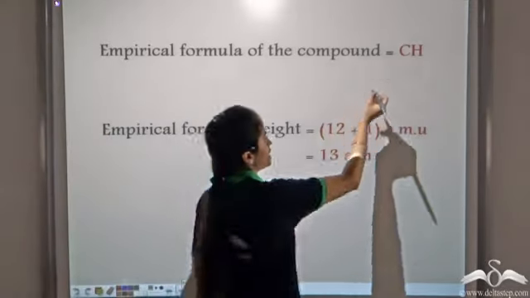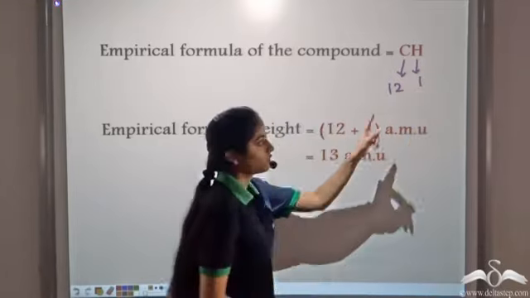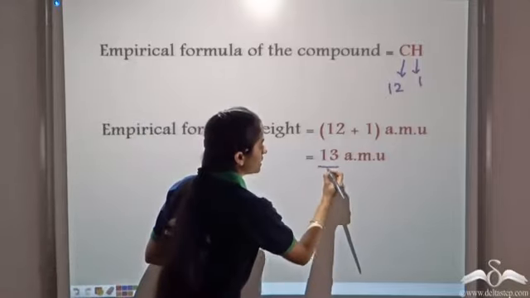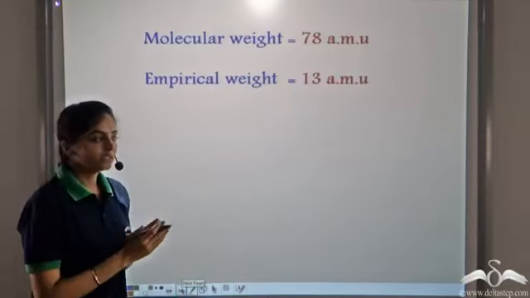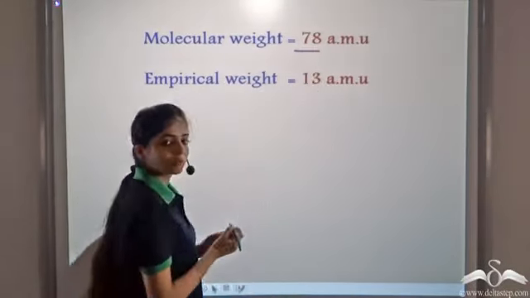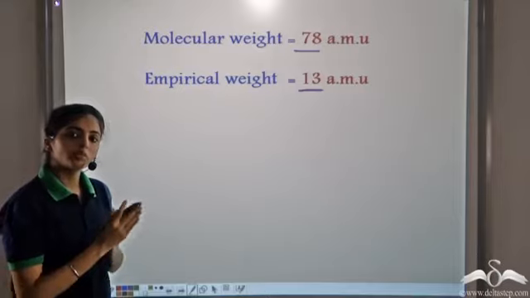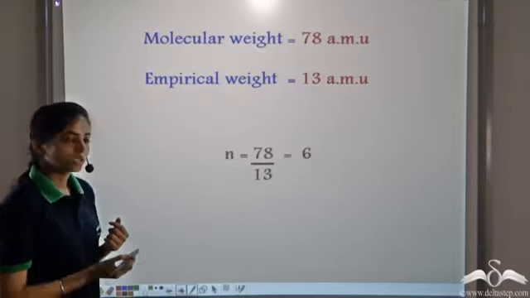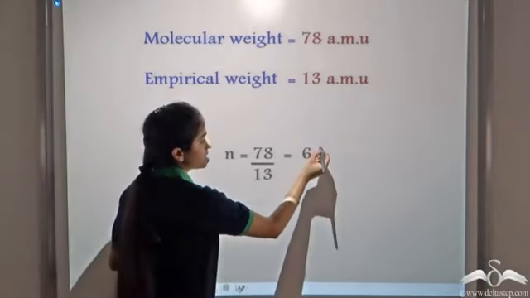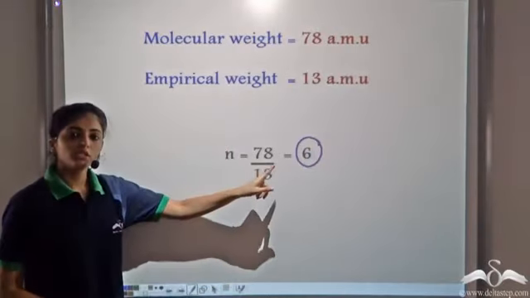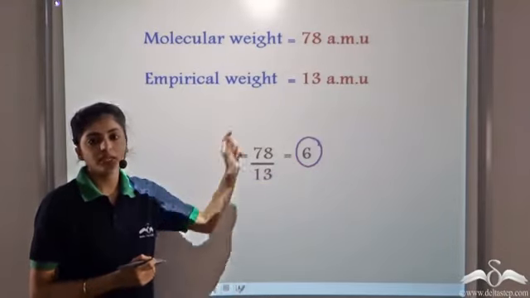Now, on calculating the empirical formula weight, the atomic mass of carbon is 12 and for hydrogen it is 1. So we get 13 atomic mass units. This is the empirical formula weight. We are given that the molecular weight is 78 atomic mass units, and we know the empirical formula weight is 13 atomic mass units. So we can calculate the factor n, which is the molecular weight divided by the empirical formula weight. So we get 6.